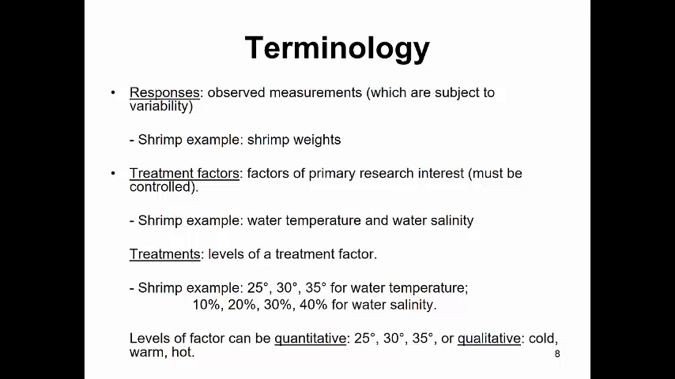The treatments are the actual levels. So again, the treatments are the levels of those factors. In our shrimp example, we have 3 of those for water temperature, and then we have 4 different levels of salinity. So the treatment factor is the broad factor of interest, whereas the treatments are the actual levels that you're looking at for each factor. It's important to note for experimental design that these levels can be quantitative or qualitative. Quantitative meaning they're 25 degrees, 30 degrees, 35 degrees, or maybe a qualitative factor of cold, warm, and hot. So you can have different types of factors or treatments.